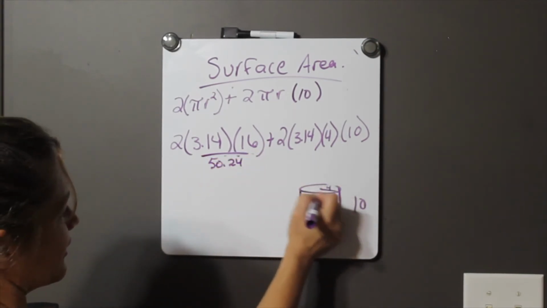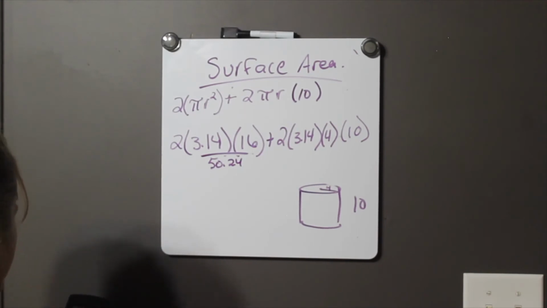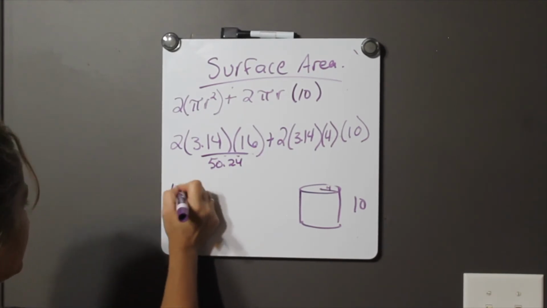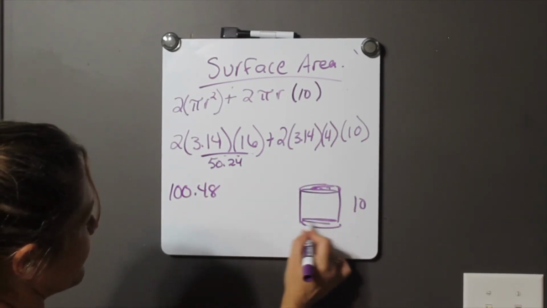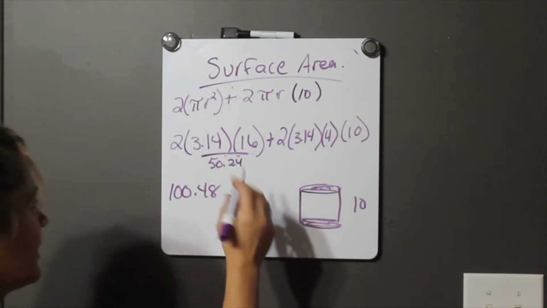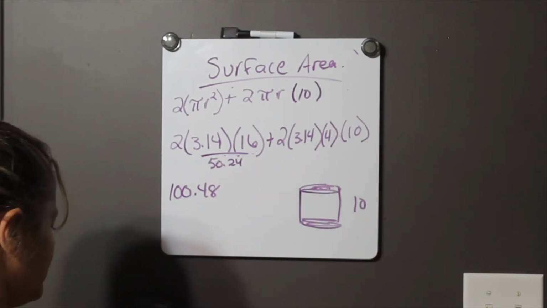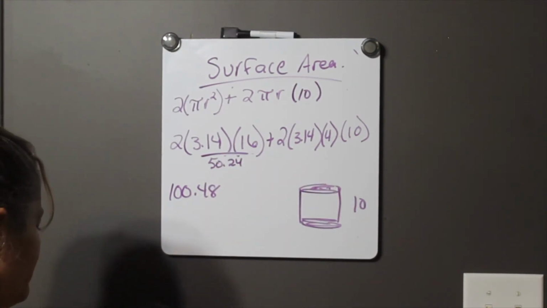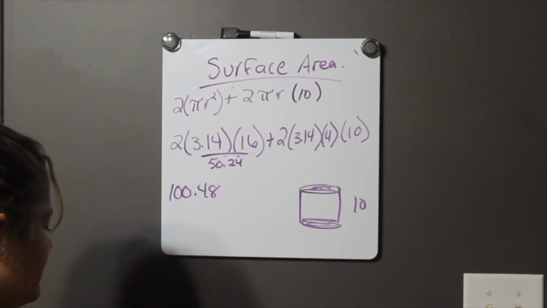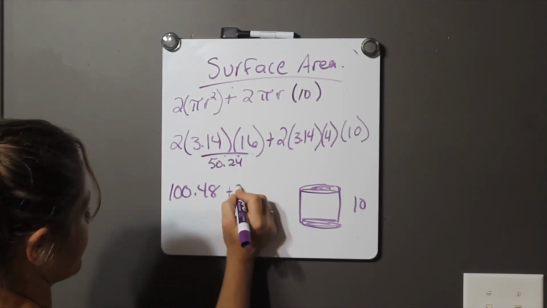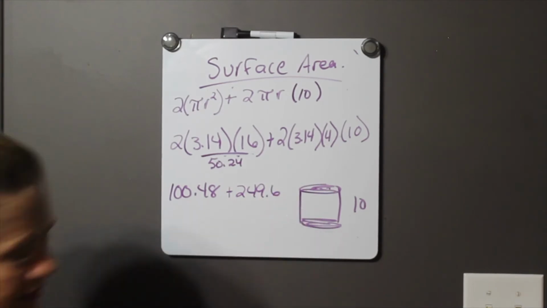And that's going to be the area of the top of that. Times 2 is 100.48. So that's the area of the top and the bottom. Now we need all the way around. So we're going to do 3.14 times 2 times 4 times 10. And that gets us 249.6. I'm sure that's right.